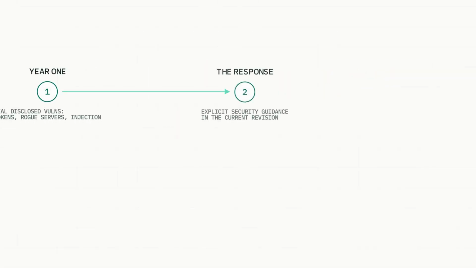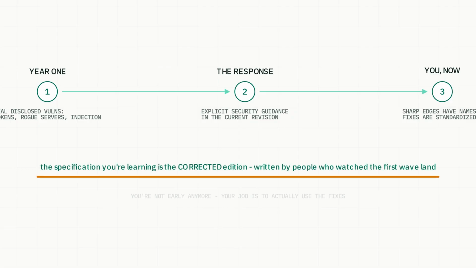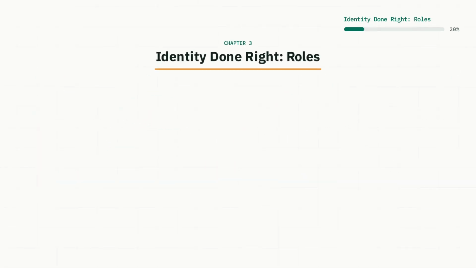One more piece of context because it explains why the current spec reads the way it does. The security guidance in the current revision wasn't written in a vacuum. It followed real, disclosed vulnerabilities in the ecosystem's first year, token handling mistakes, malicious server demonstrations, injection proofs of concept. The specification you're learning is the corrected edition, written by people who watched the first wave of attacks land. That's the good news hiding in this chapter. You're not early anymore. The sharp edges have names, the fixes are standardized, and your job is to actually use them.